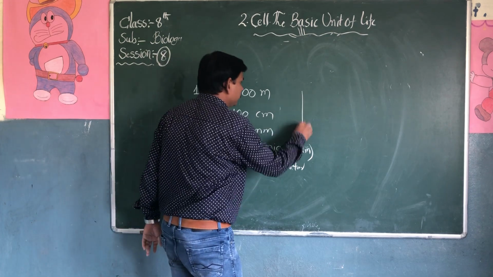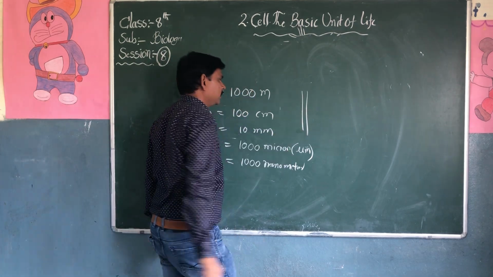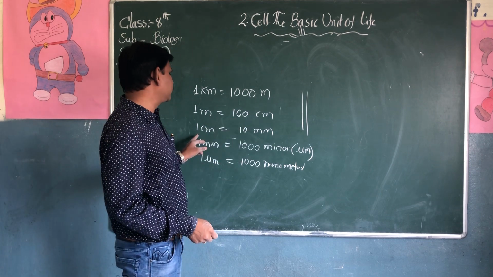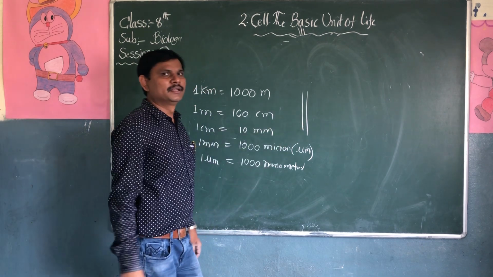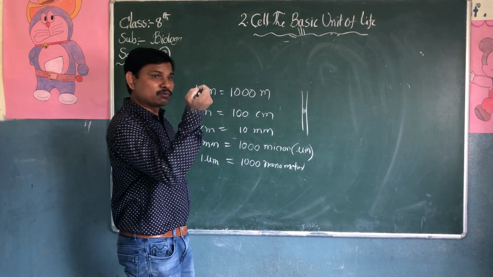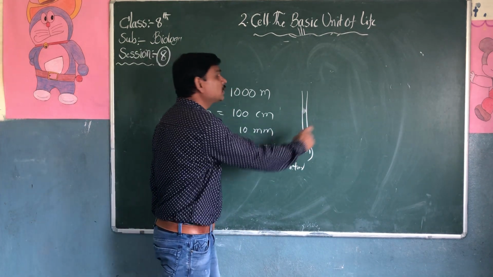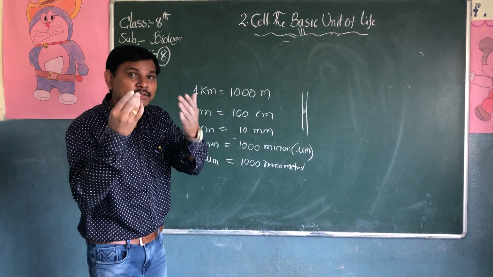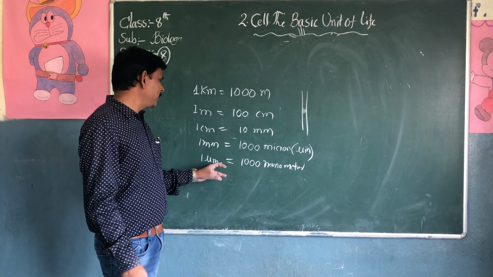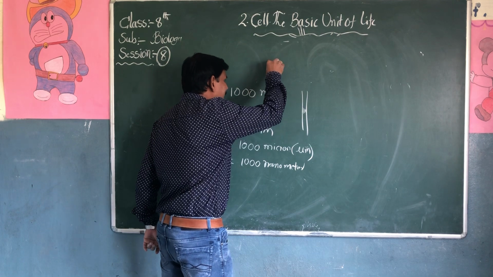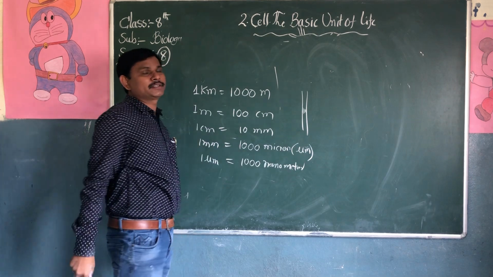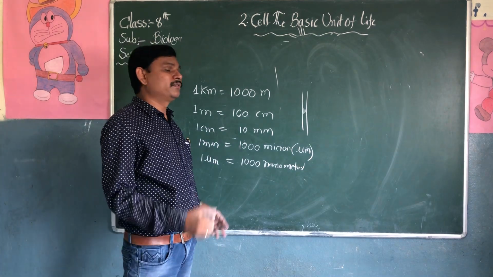Where is the millimeter? This is a millimeter. In that millimeter, 1 centimeter is actually this much. In 1 centimeter, there are 10 millimeter. In that 1 millimeter, again 1000 micrometers. We cannot see it with our eyes. We need a microscope, an electron microscope. Again, in this small line, 1 micrometer is equal to 1000 nanometer. We can't imagine it. We can't see it.